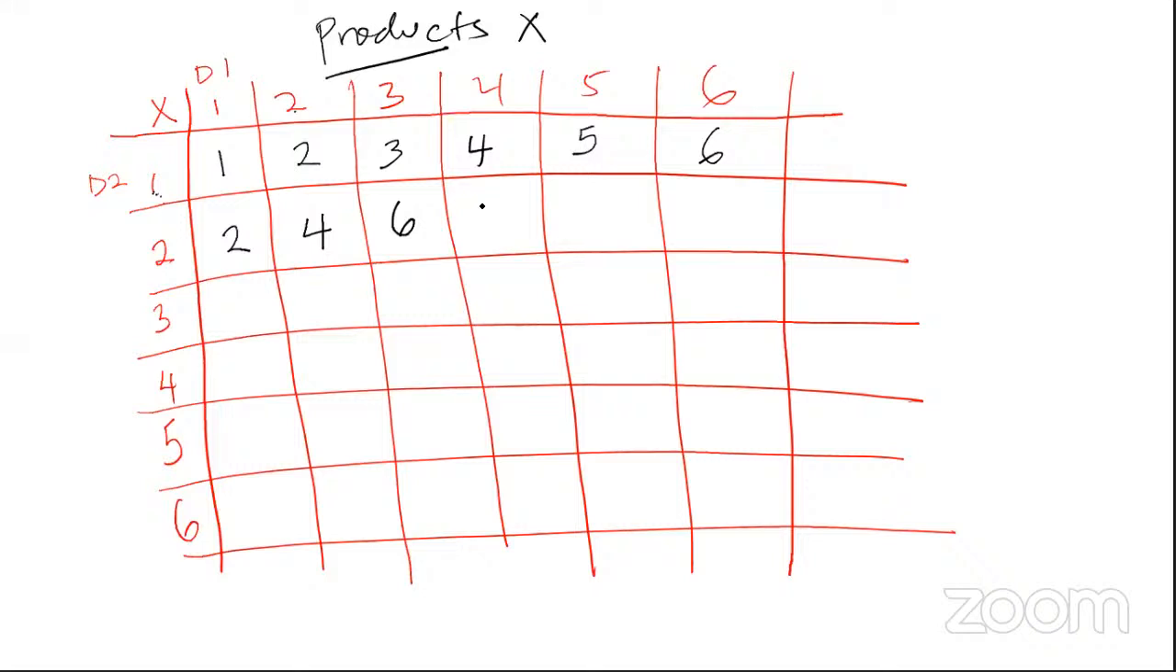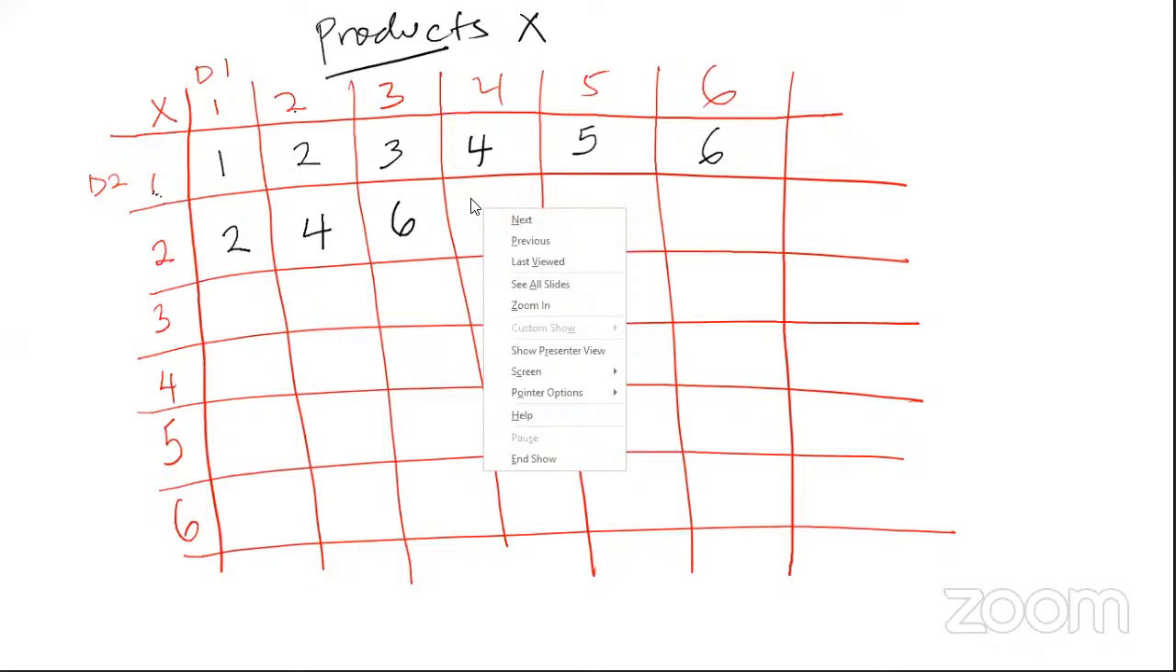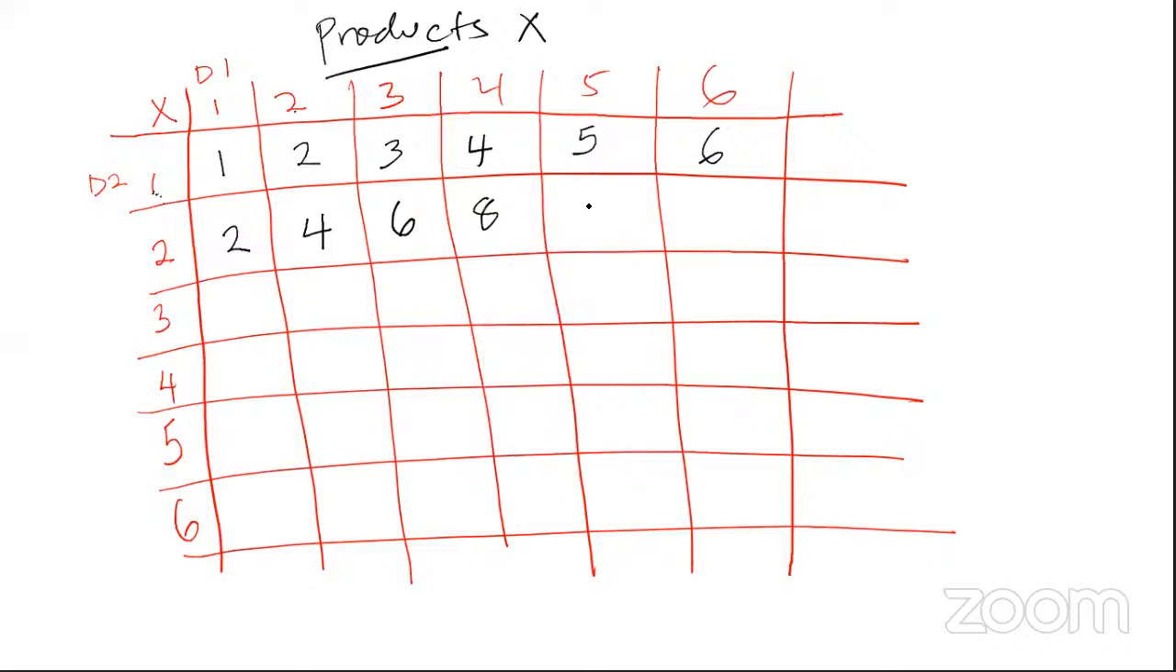2 times 4, we shall get 8. 2 times 5 is 10. 2 times 6, it is 12. Good. It is 12.